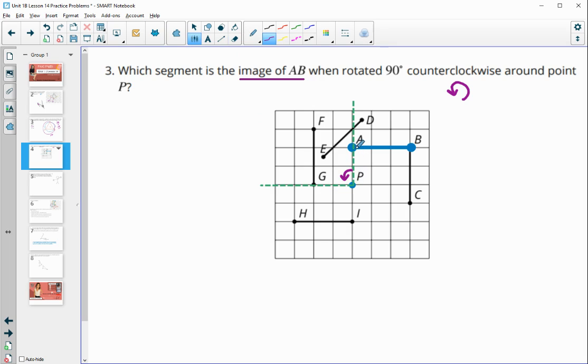So A is 2 units from P. So A's image is going to be 2 units from P. Okay, so we can see then that it's going to be this segment GF. Since B is 1, 2, 3 units away, B's image is going to be 3 units away also. So segment GF.